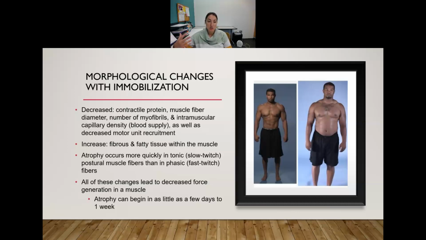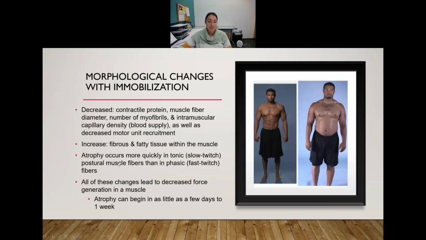The things that increase: fibrous and fatty tissue within the muscle. I kind of like this. Now, I know one of the pictures is closer than the other, but if you look at his arms, if you measured the diameter of his arms or his chest before and after, it doesn't look like they got much smaller. What looks like happened was the muscle tone decreased and the fibrous and fatty tissue within them increased. So the diameter didn't change that much, but how they are developed and what they're made of did.